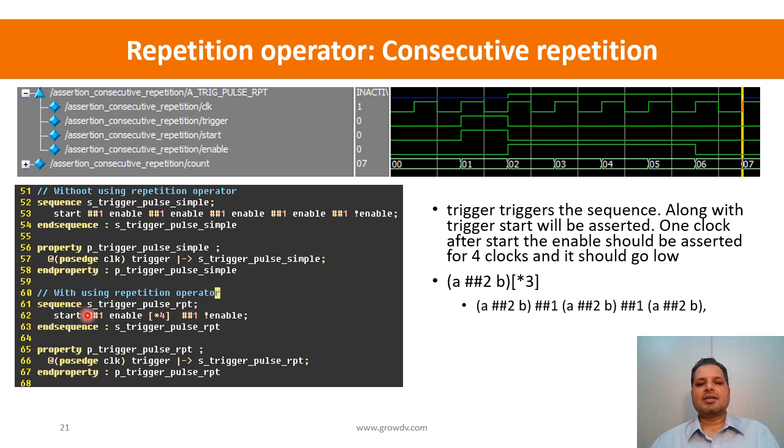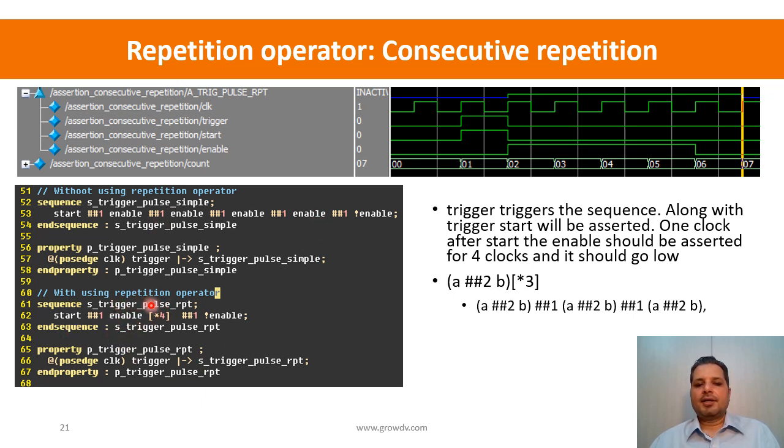I'm defining a sequence with the sequence keyword, s_trigger_pulse_repeat. Then I look for a start, then one sampling event worth of delay, or 1 clock worth of delay. Then I'm saying enable, and in the square bracket with the star I am putting the count 4. This is in fact equivalent to enable ##1 enable ##1 enable ##1 enable, right? 4 of these, what we have seen over here. This enable[*4] is equivalent to this.